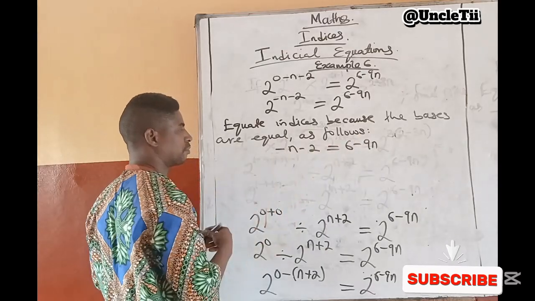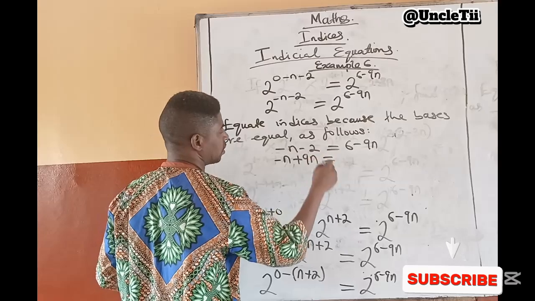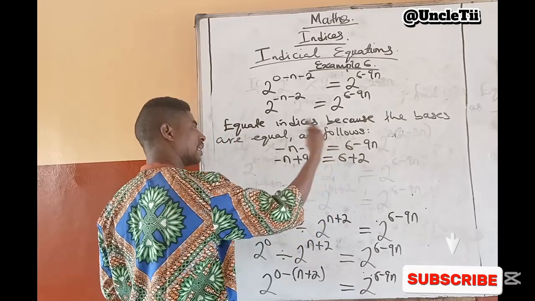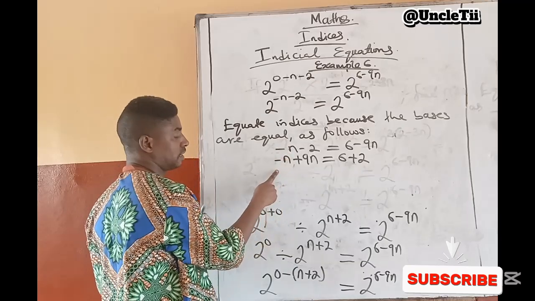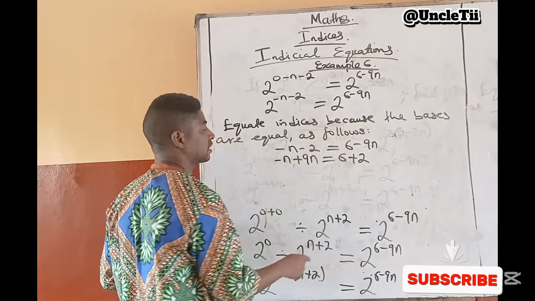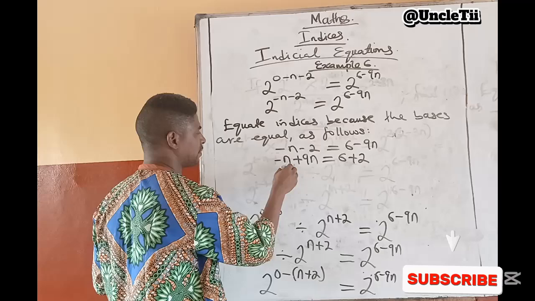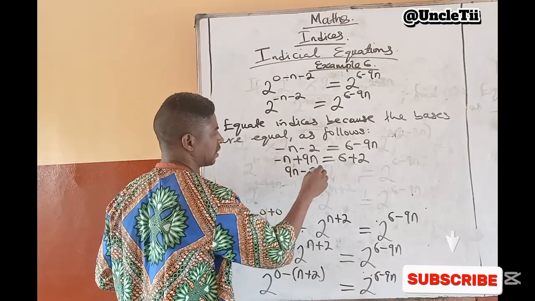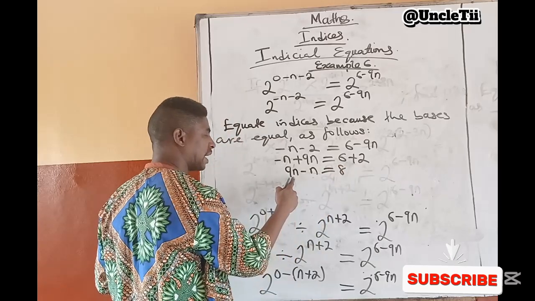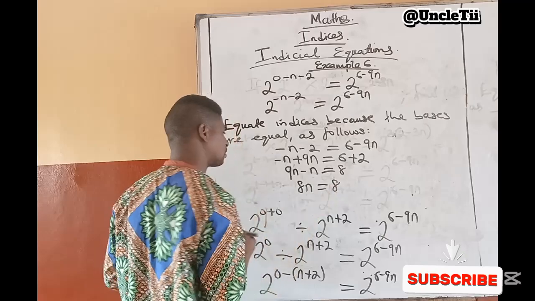This is arithmetic. So basically, collect like terms. Minus n plus 9n will give us 6 plus 2. What has happened? Minus 9n has crossed over to the left hand side, so the negative sign will change to positive. Minus 2 has crossed over to the right hand side, so the negative will change to positive. Minus n plus 9n is the same as saying 9n minus n. Of course, 6 plus 2 is 8. 9n minus 1n, that's 8n, equal to 8.